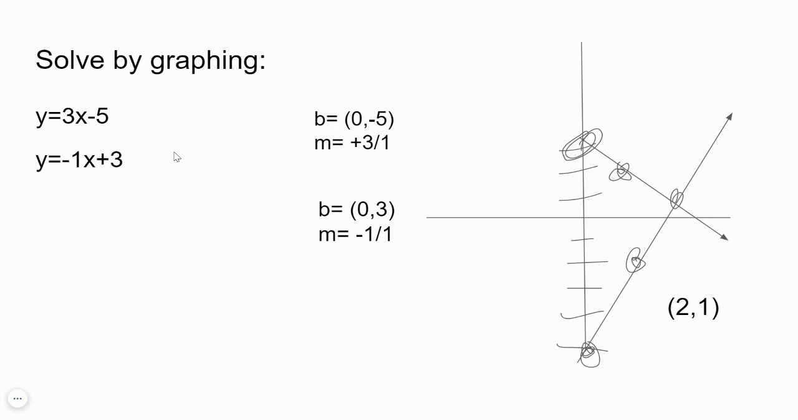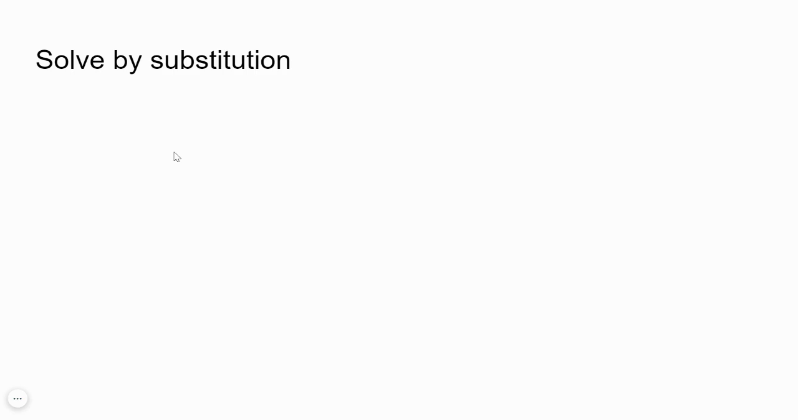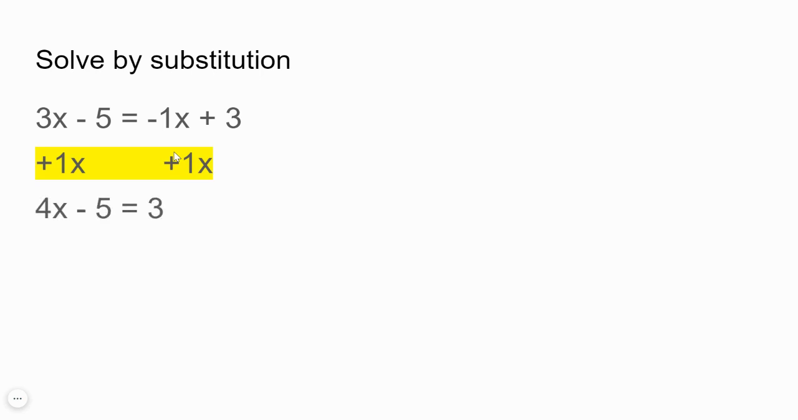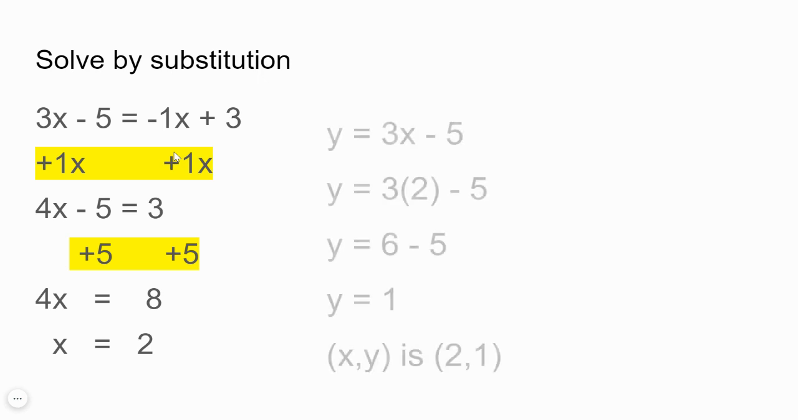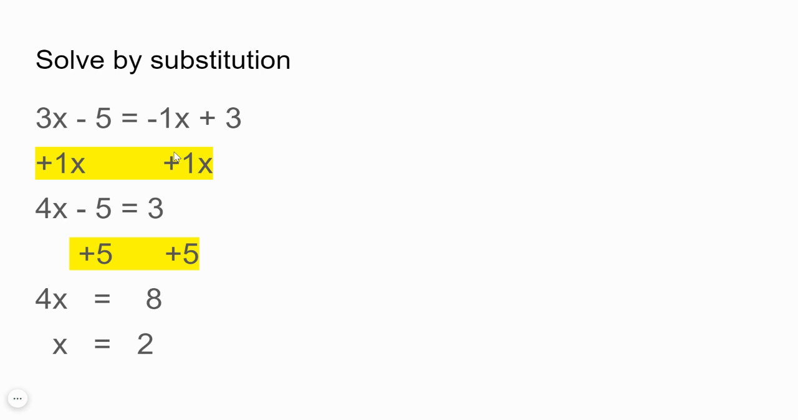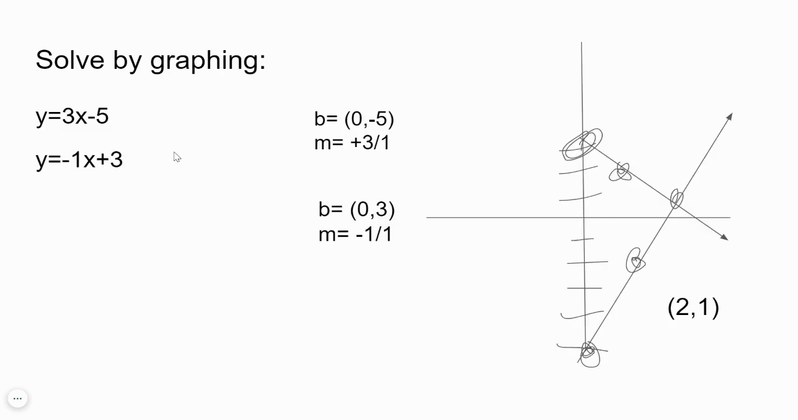Now there is another way to do that, by substitution. In that case, I would set those two equations equal to each other, and then I would start solving for x. I would add 1x to both sides, get 4x minus 5 equals 3. I would add 5 to both sides and get 4x equals 8, and then solve for x. And then once I have that x value, I can plug that back into one of the equations and get my y value. And there's my answer, (2, 1), which is the same thing I got here.